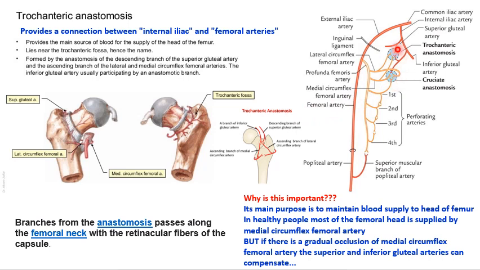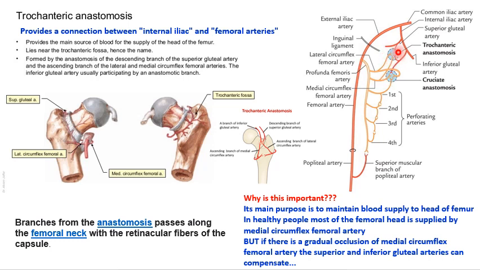So this is the trochanteric anastomosis in this diagrammatic representation. You can see this is the common iliac, the external iliac continuing as femoral. This is the internal iliac. So from the internal iliac are the branches, the superior gluteal and the inferior gluteal. From the femoral, this is the profunda femoris artery, which is the largest branch. From the profunda femoris are the branches, the lateral and the medial circumflex femoral arteries.